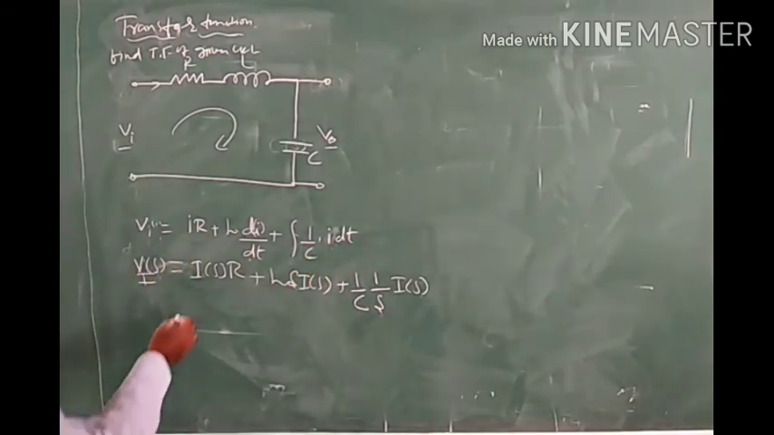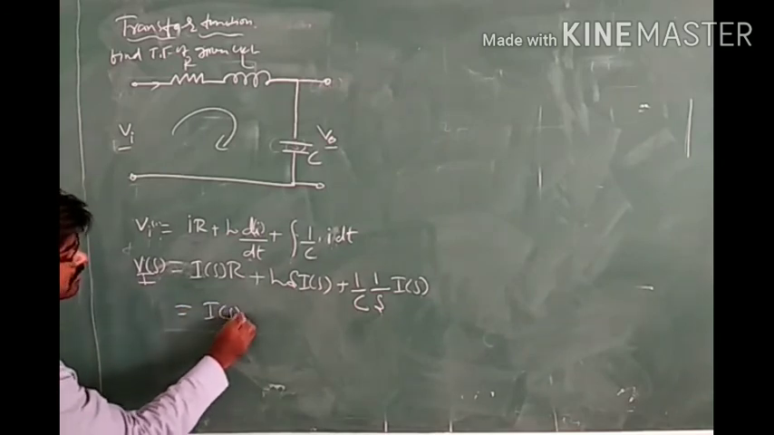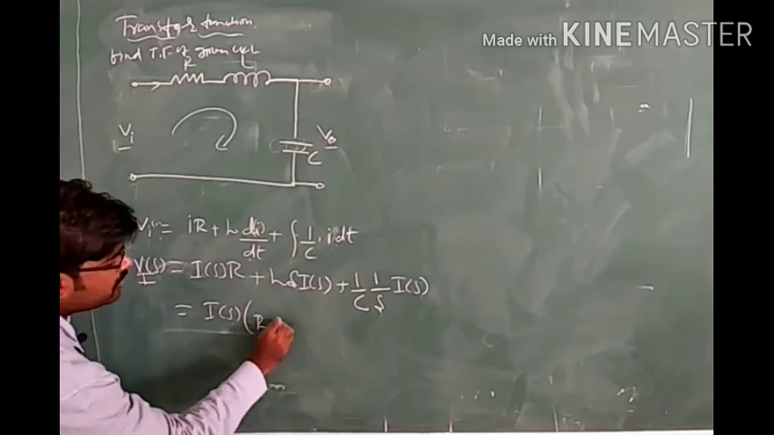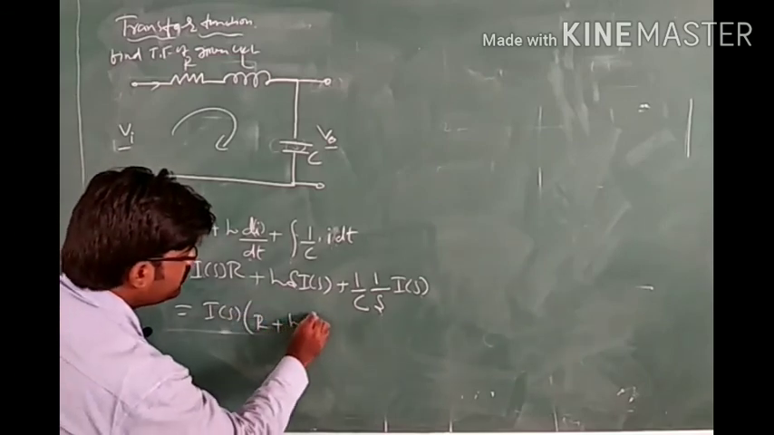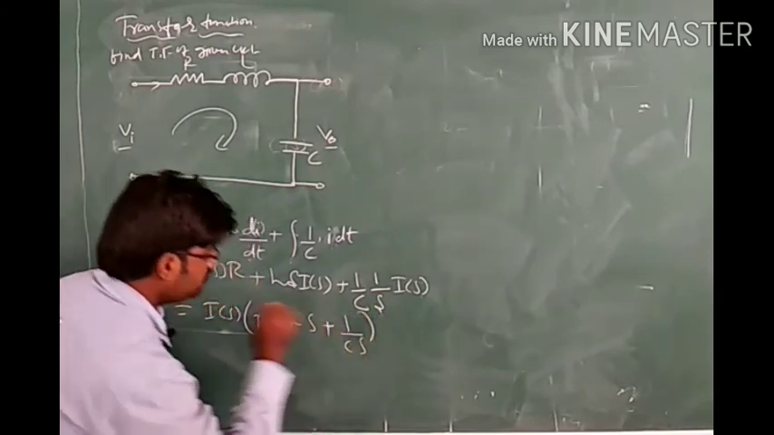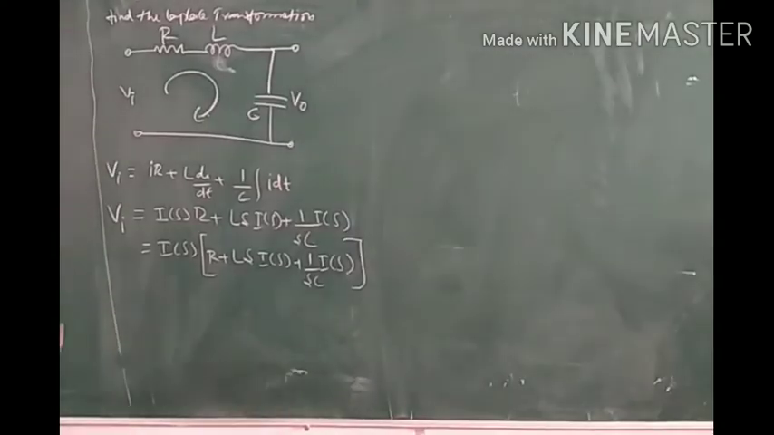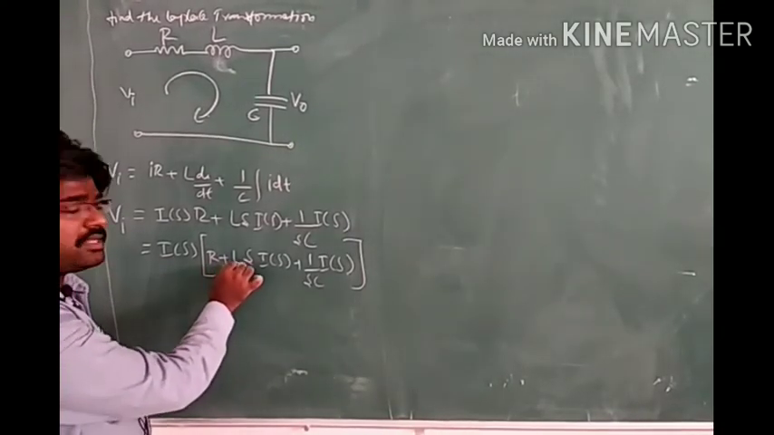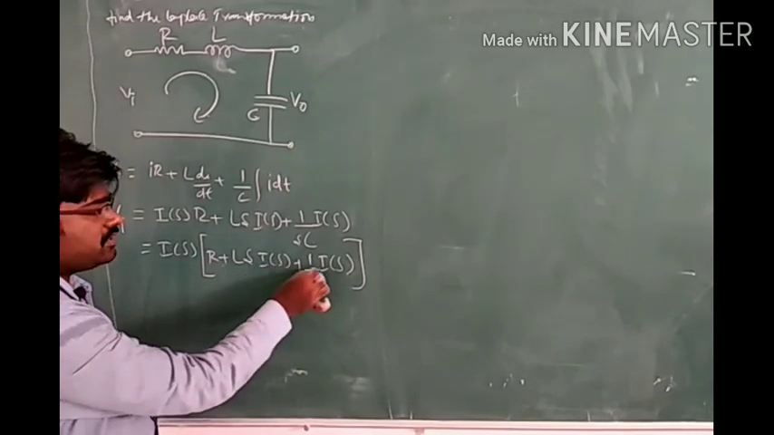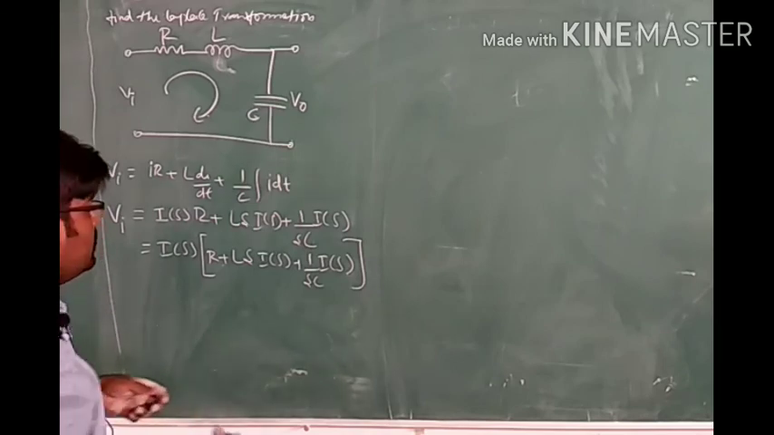Next, take I of S common. R plus L into S plus 1 by CS, equals Vi of S. Understood? So here we got Vi of S is equal to R plus L into S into I of S plus 1 by SC into I of S. This is how we write the Laplace functions.